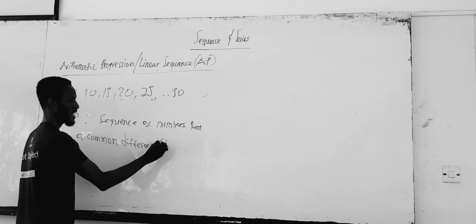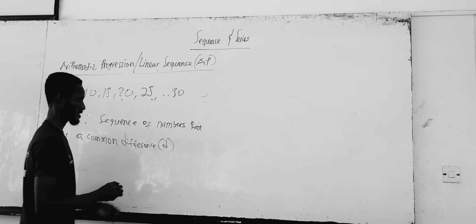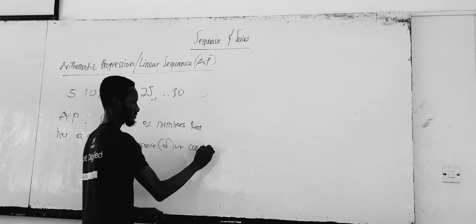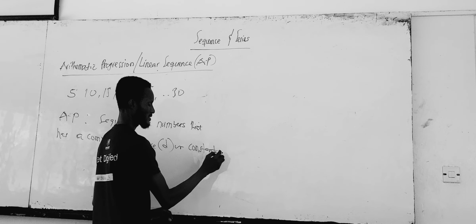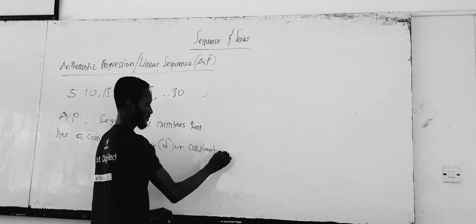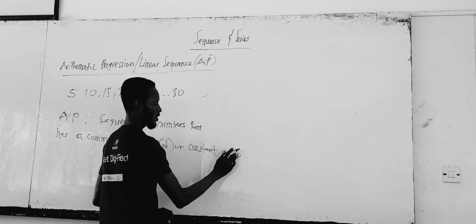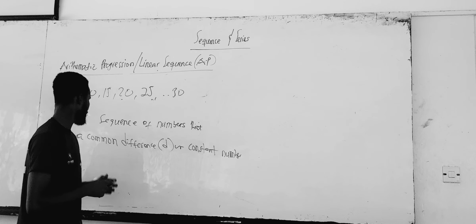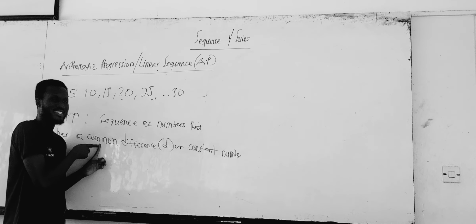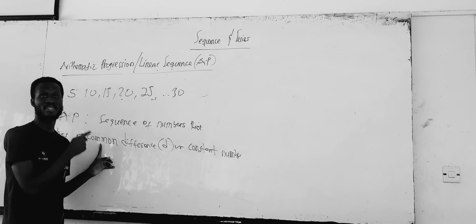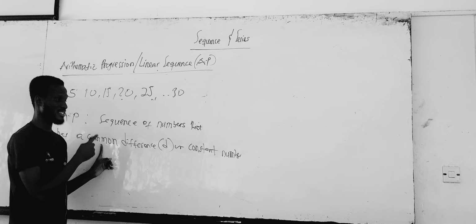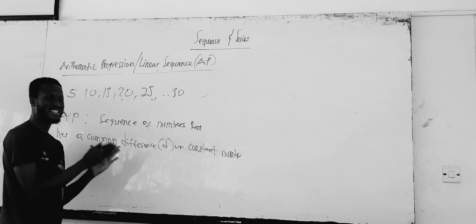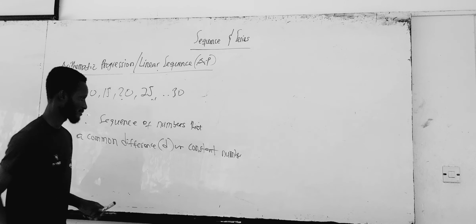Now, the common difference, I use D to represent the common difference or constant difference. When I talk about a constant difference, it means that this particular number is common to all the numbers, it's the same. It is 5 throughout, and since it's 5 throughout, we call it a constant number. You understand? So the difference is constant.